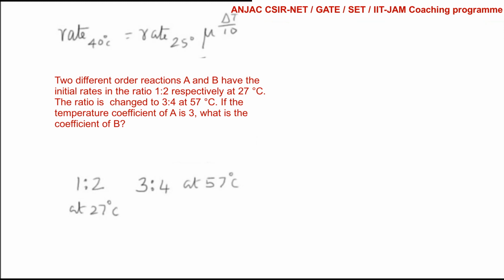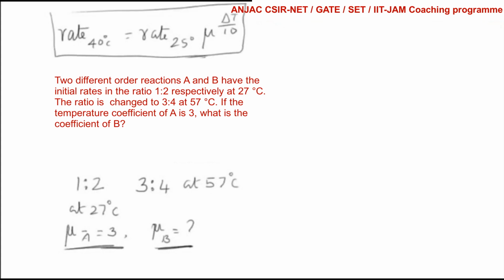If the temperature coefficient of the reaction A is 3, what is the temperature coefficient of B? This is the ask. Two different reactions are given, one reaction's temperature coefficient is given, and another is asked. Second, we are going to use the one and only formula, this one. But two times you have to use the formula, one for the reaction A, another for the reaction B.